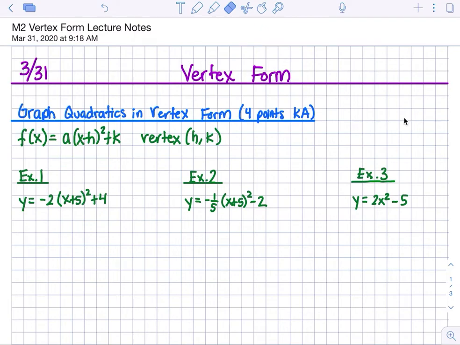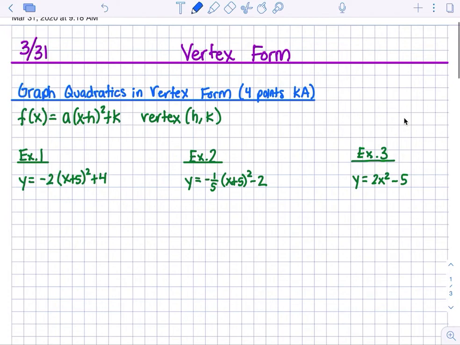Okay? So this is vertex form. f of x is equal to a times x minus h to the second power plus k. So (h, k) is your vertex, which is why it's called vertex form, because you can easily identify the vertex from that equation. Now just recall, whatever the h value is, the x coordinate for the vertex will be the opposite, and the k will stay the same.